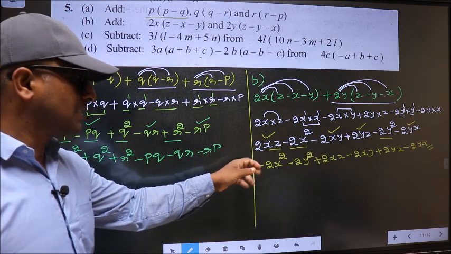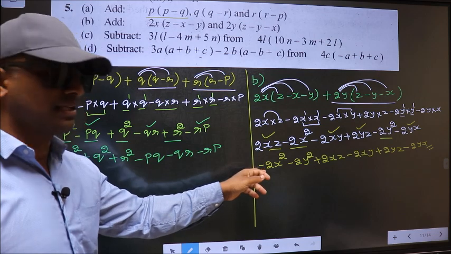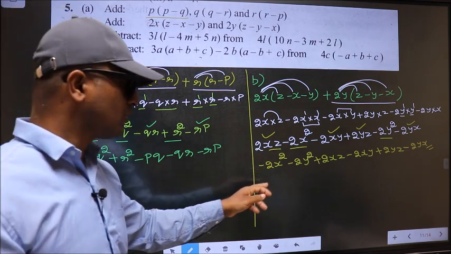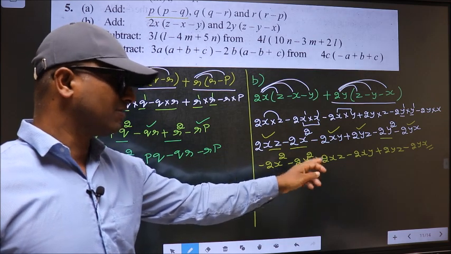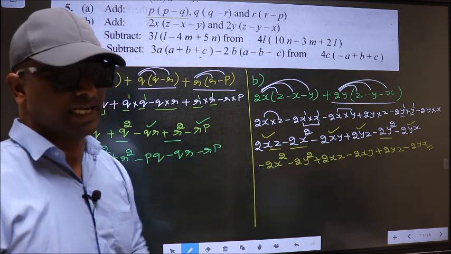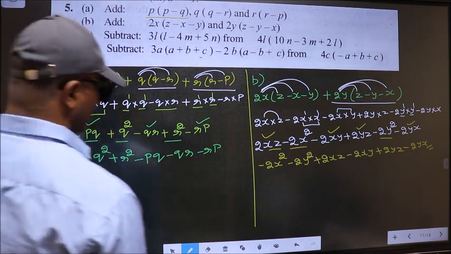From this step to this step, we have rearranged the terms and we got this expression. We just wrote square ones first and the rest of the terms after that. Next, C1.